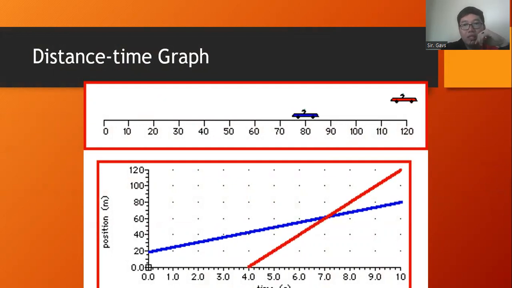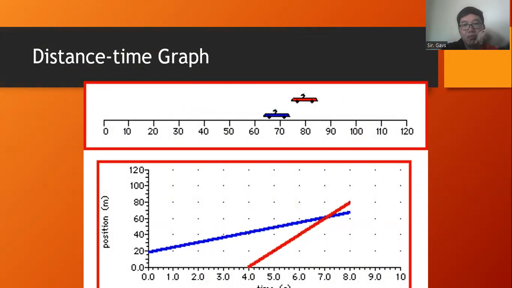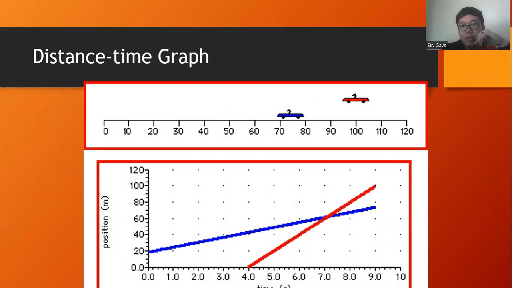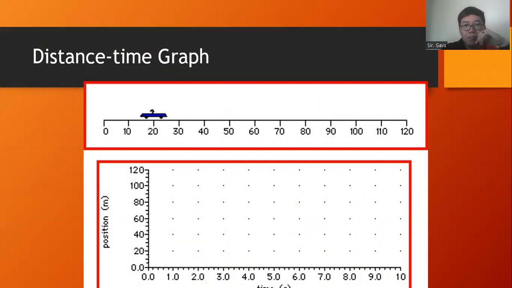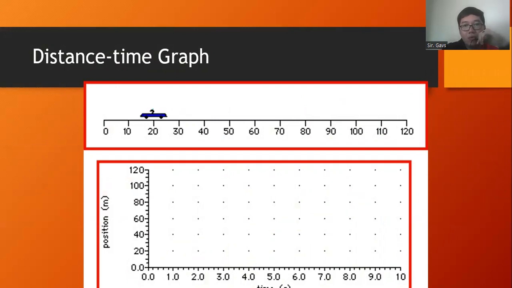Have you noticed any difference? Which one is the faster? Which one is the slower? So which one has the steeper slope and which one has the minimal slope? So if your answer for the steeper slope is the red one, you are correct.